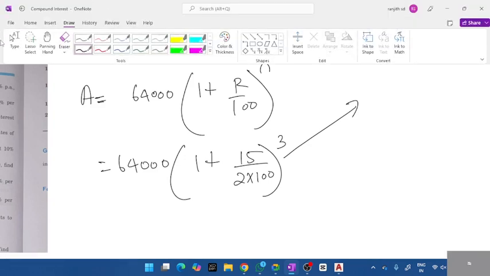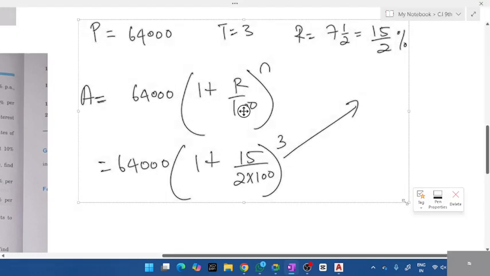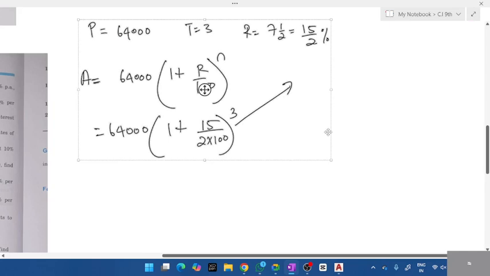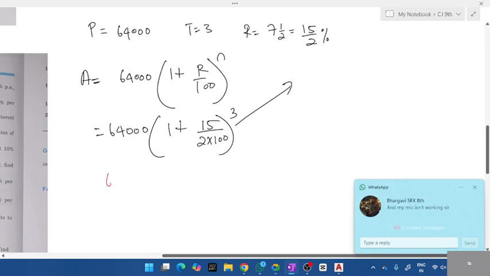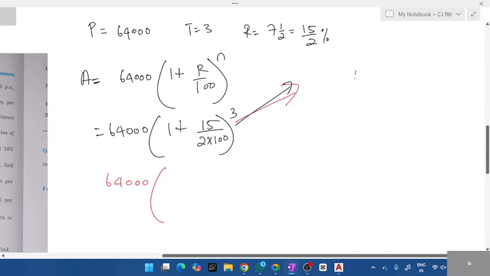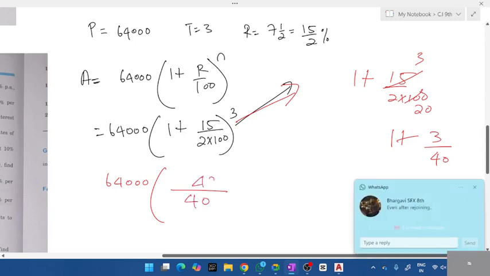Fine, let me check. 64,000. Okay, Ruth, let me check the value. 64,000. Same thing. Okay, I'll solve this LCM part. 1 plus 15 divided by 200. How many times does 5 go into it? 15 by 5 is 3, and 200 by 5 is 40. So 1 plus 3 divided by 40. LCM is 43 by 40, to the power of 3. This 43 by 40, how do we get it?